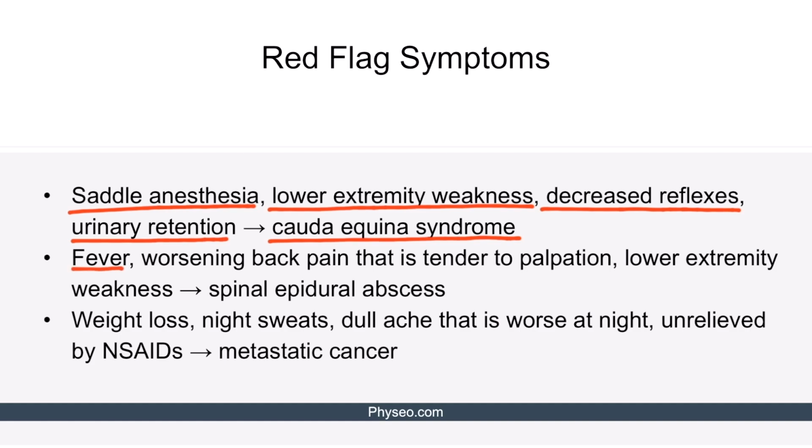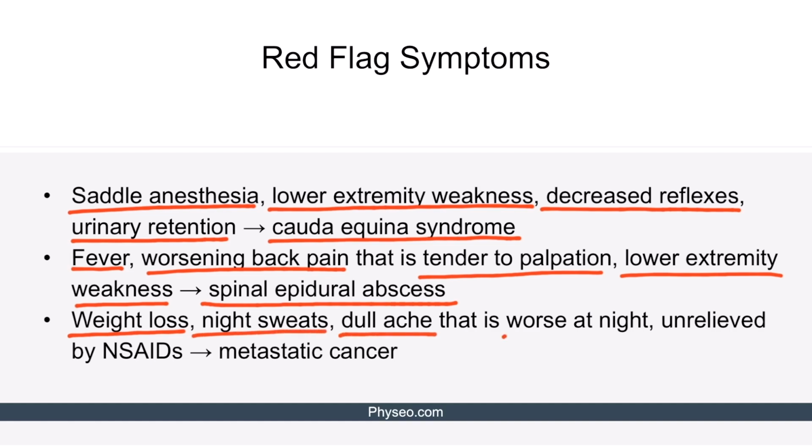In a patient with fever, worsening back pain that is tender to palpation, and lower extremity weakness, you should be thinking about a spinal epidural abscess. This is reviewed in our lecture on brain abscess and spinal epidural abscess. Finally, a patient with weight loss, night sweats, a dull ache that is worse at night, and lack of relief with NSAIDs should have you worried about metastatic cancer.